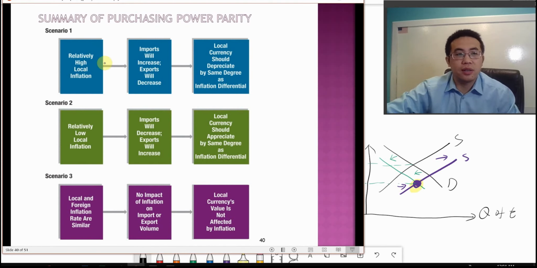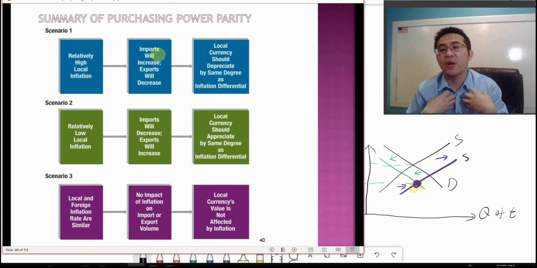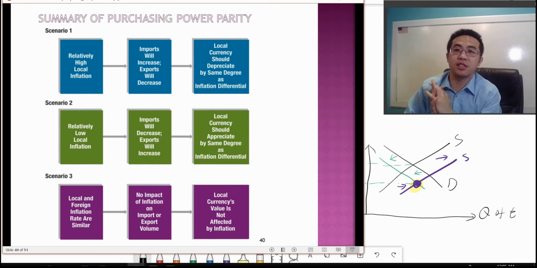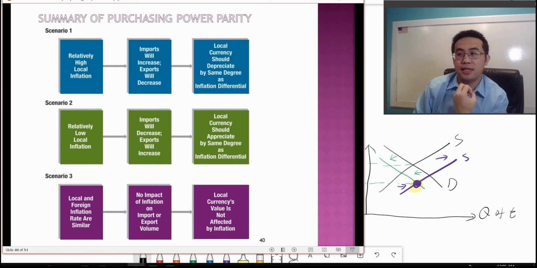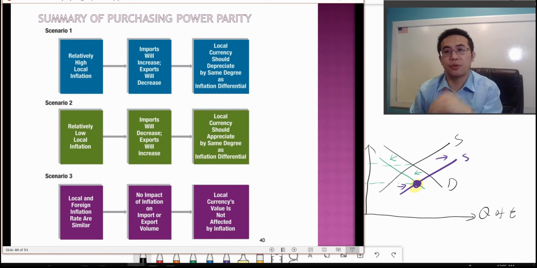Let's say the US has a higher local inflation, then US imports will increase because we have higher inflation. Our price is more expensive, their price is less expensive. We will buy more from them, from the less expensive place. So we will import more, but we will export less. And that would create more supply of US dollars, the home currency, and less demand for US dollars from the foreigners, and that's going to push our currency to depreciate.